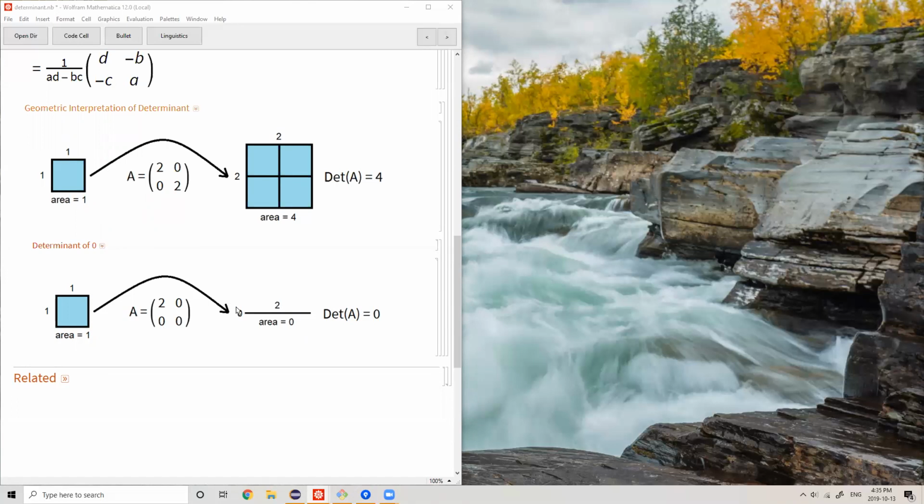If the domain were in 3 dimensions, then any transformation that maps a unit volume to a part of a plane or line or to just the origin would likewise not be invertible.